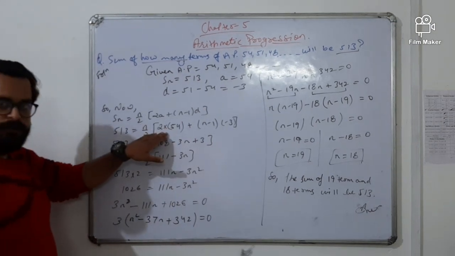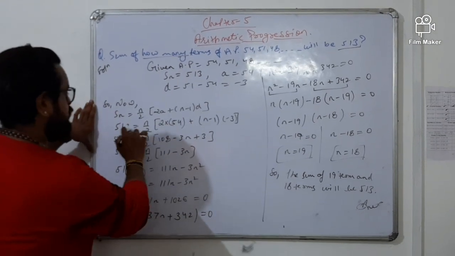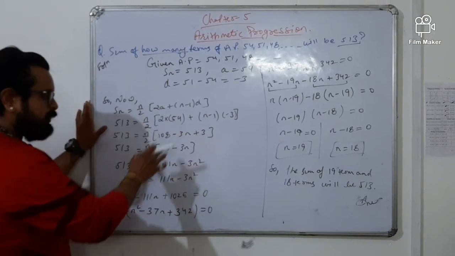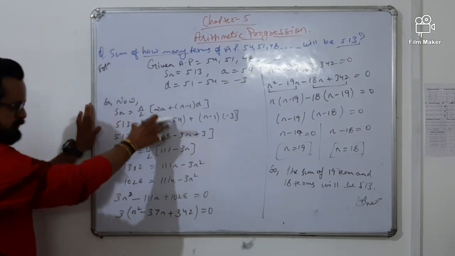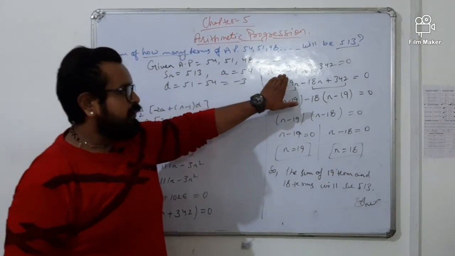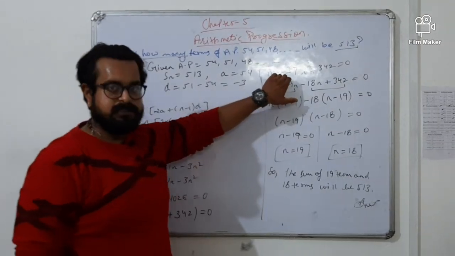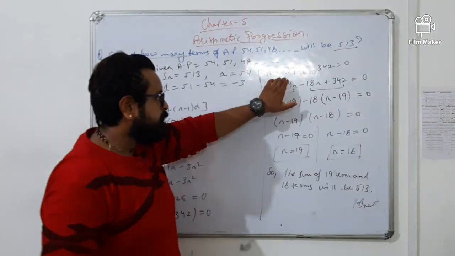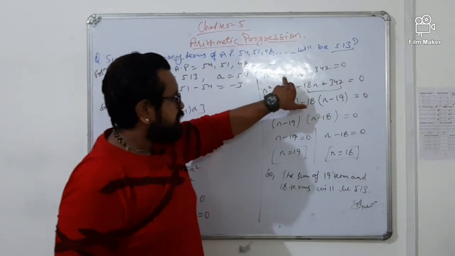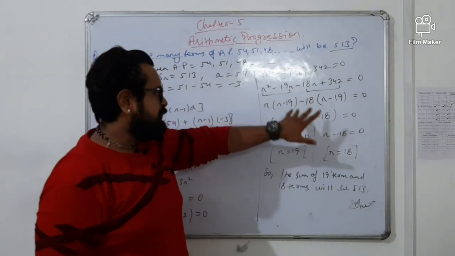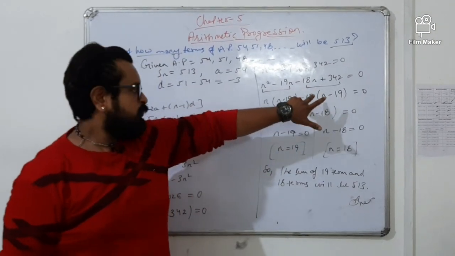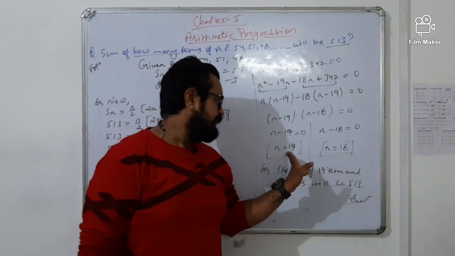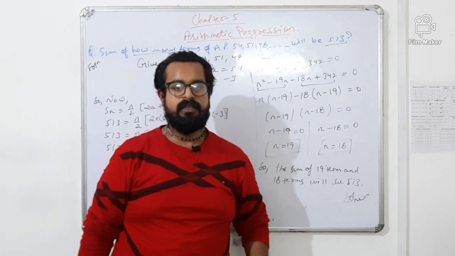Now we will put here the values of Sn, A and D, because n we have to find, so keep it the same and solve it. After solving, we will get the final equation. This is known as a quadratic equation, and this equation will be solved with the help of the splitting the middle term method. After solving this equation, we got two numbers as the factors, that is 18 and 19. Now solve this, you will get the values of n, that is 19 and 18. So this is our final solution.